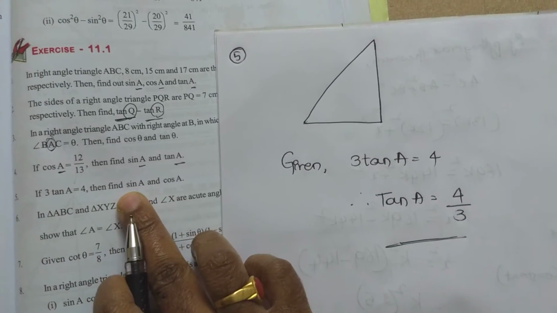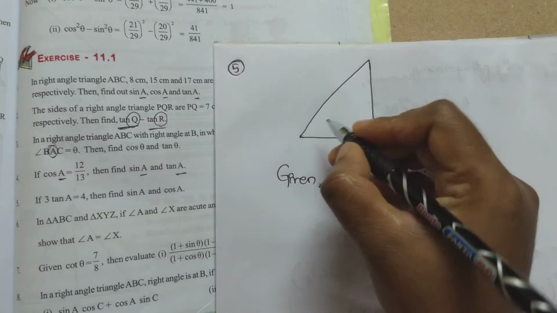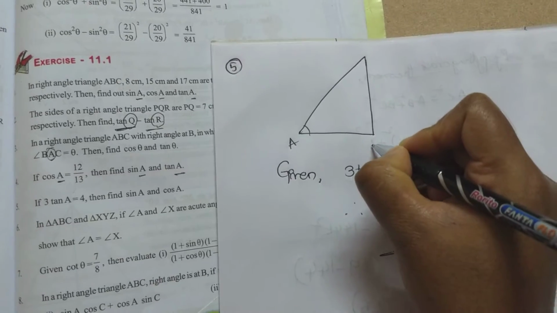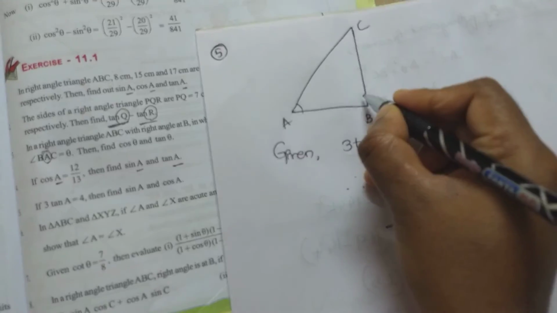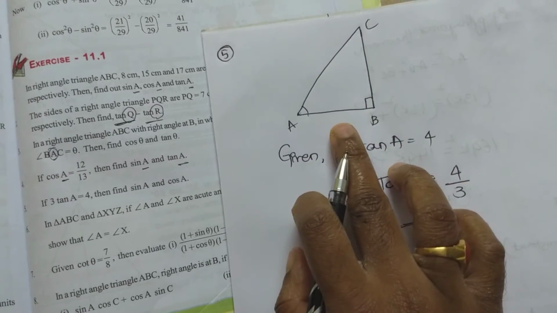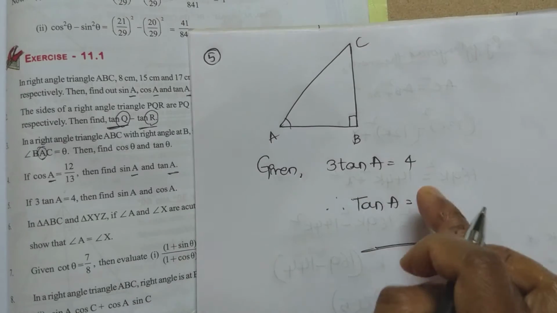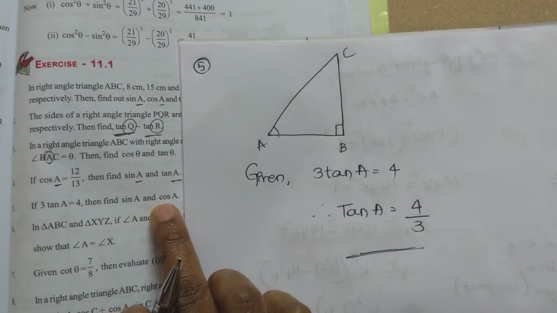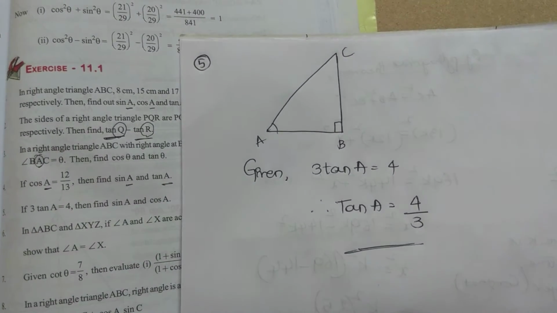When you see the figure, they have taken angle A as the reference. So here you have to take angle A as the reference. I am taking the vertices B and C. At B there exists a right angle. So they have given tan A value as 4 by 3. We need to find sin A and cos A. The same way we did in the previous problem, we have to do it in the same way.